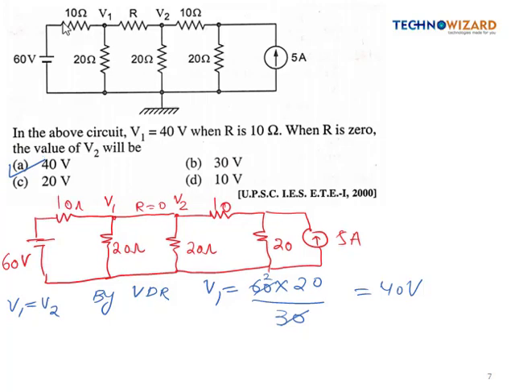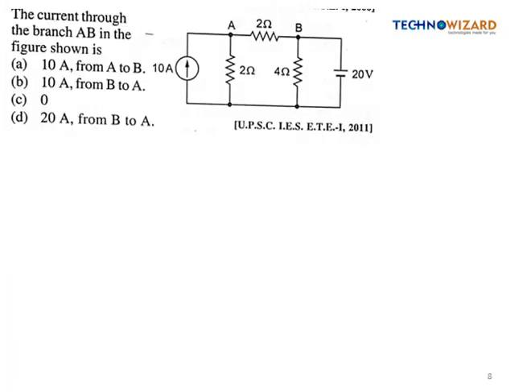So let's see the next question. The current through the branch AB in the figure shown is. Okay, so basically we have to find out the current through the branch AB, that is the current through the 2 ohm we have to calculate. So let's first assume the voltage at the node A is V1 and the voltage at the node B is V2, right? So V2 value is already given in the question because these two branches are in parallel and in parallel voltage remains same. So V2 value is already given, which is equal to 20 volt.